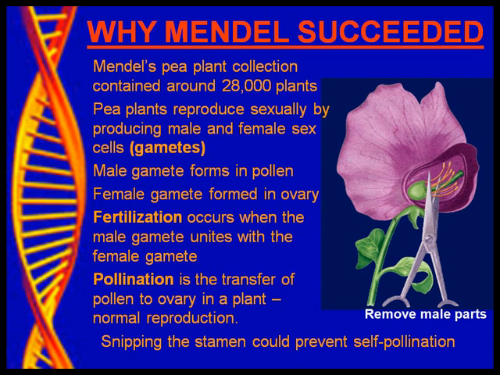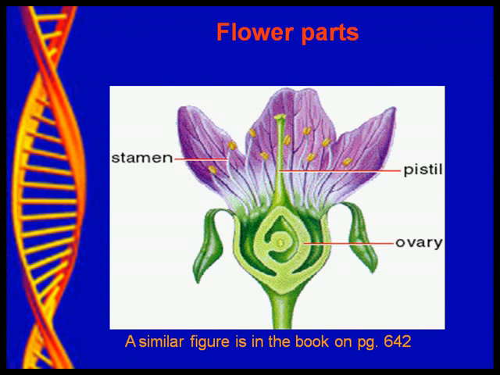So what Mendel did was he removed some pea plant parts in the flower to prevent these flowers from self-pollinating. And all that means is that the pollen from the same plant pollinates its own ovary, so it's basically having sex with itself. And so here's the flower parts. Not that you'll have to know this for the test or anything, but it will be helpful to understand how this all works. This picture can be found in your book. You can see a similar picture on page 642.